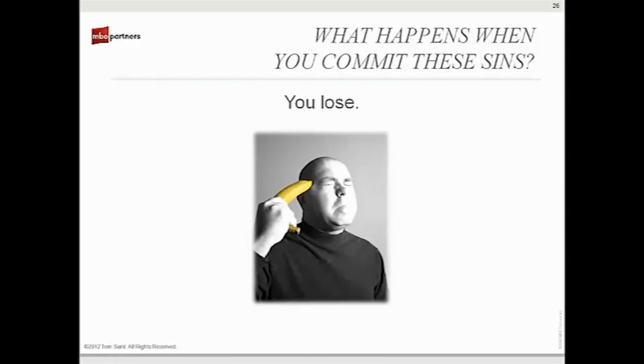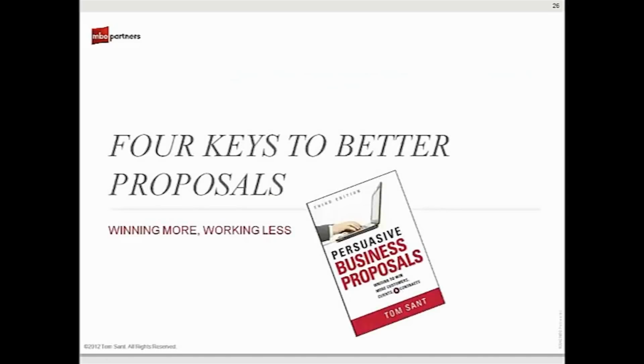Well, what happens when you commit these 7 sins? I'll tell you what happens. You lose. You shot yourself in the foot or some other appendage, and as a result, you're not going to win. So let's talk about what we can do to make sure that we don't commit these sins and we maximize our chance of being successful. Let's talk about the 4 keys, the 4 things that will give us the best possible chance of winning. And by the way, I can validate that these 4 ideas do work. We did a survey with over 400 companies we worked with who have implemented these 4 ideas, and on average, win rates went up 39%.